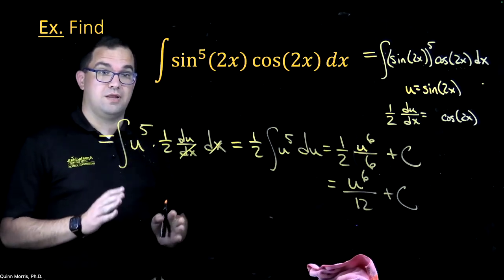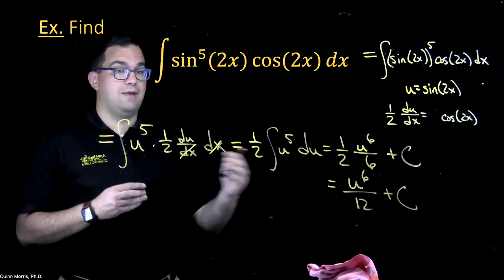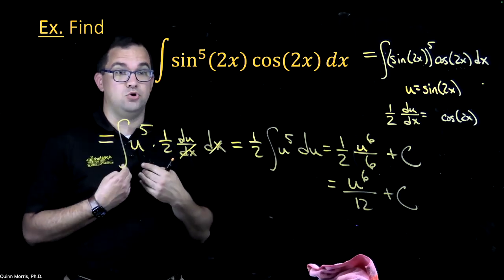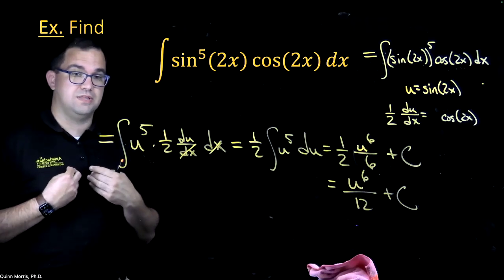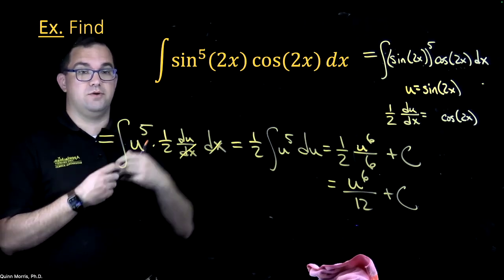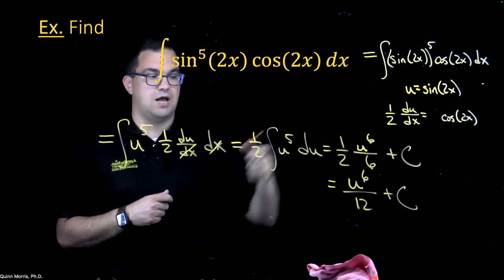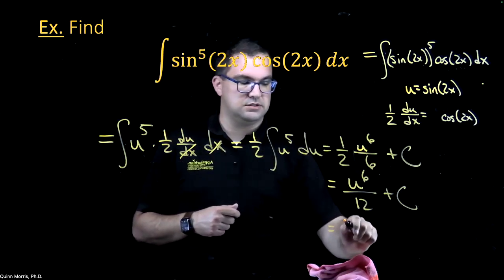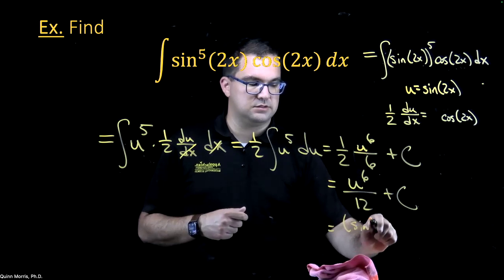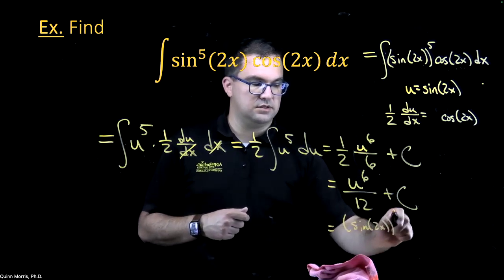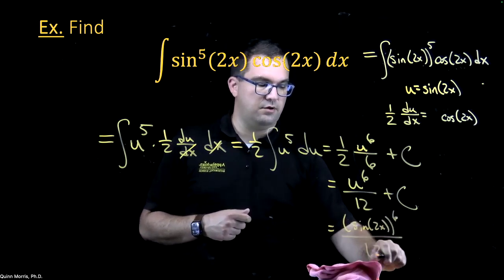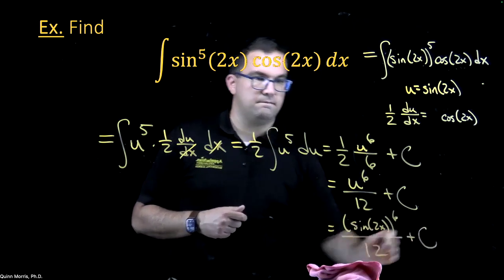But now I have to remember that I'm not done. My original problem wasn't about u. I made up u to help me solve this problem. So at the end, I have to convert back to my original variable, which was x. And so I just remember that u was sine of 2x. And so this is sine of 2x to the 6th power divided by 12 plus c.